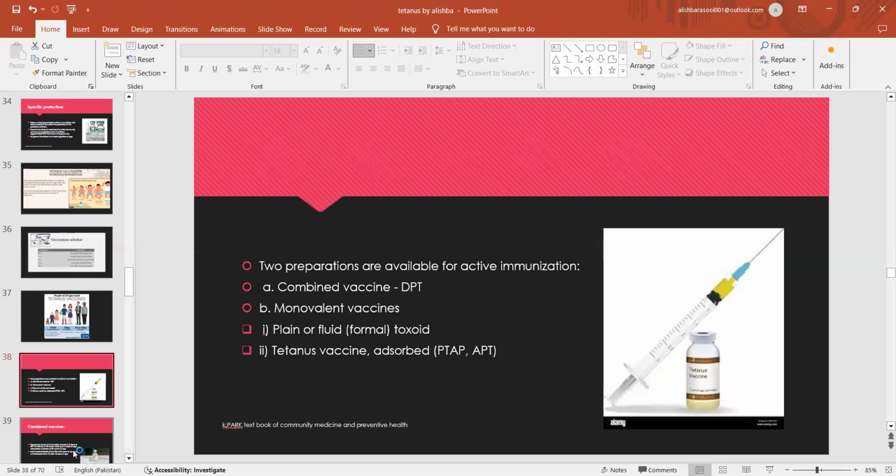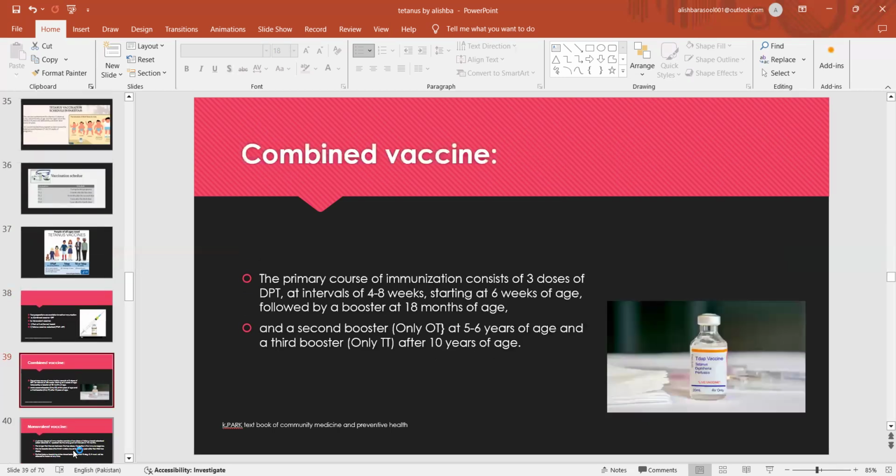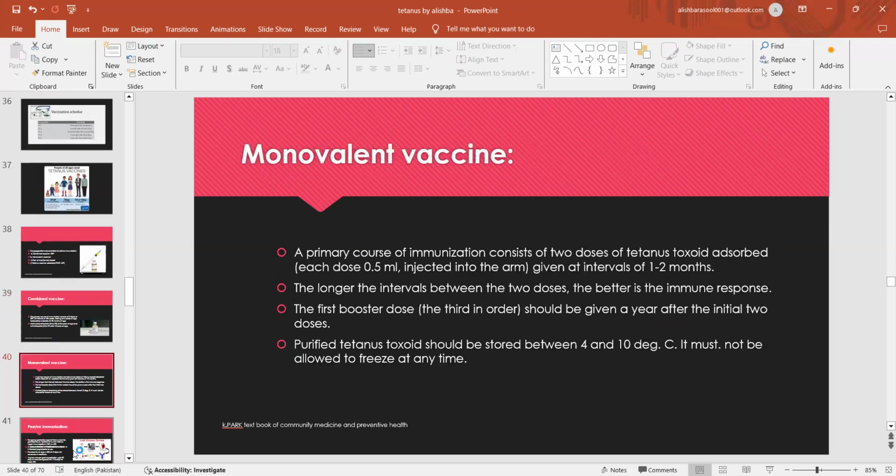Two preparations are available for active immunization: combined vaccine, DPT, and monovalent vaccines, plain or fluid formal toxoid and tetanus vaccine, adsorbed (PTAP, APT). The primary course of immunization consists of 3 doses of DPT at intervals of 4 to 8 weeks, starting at 6 weeks of age, followed by a booster at 18 months of age, a second booster at 5 to 6 years of age, and a third booster after 10 years of age.